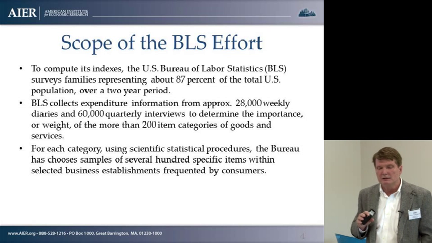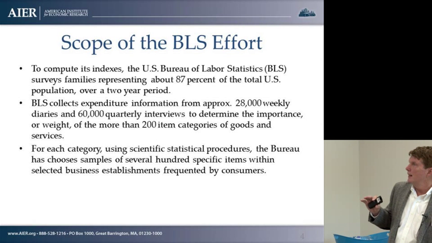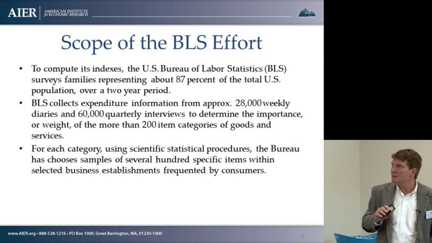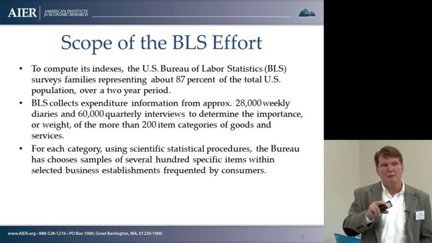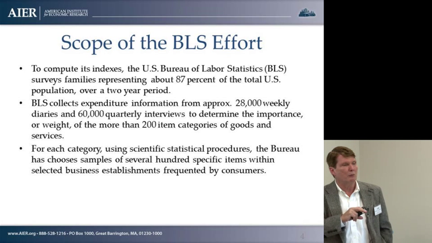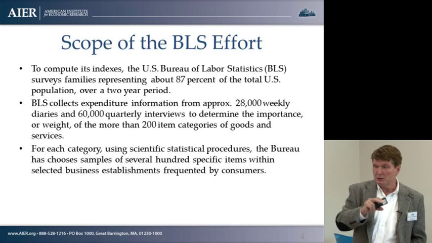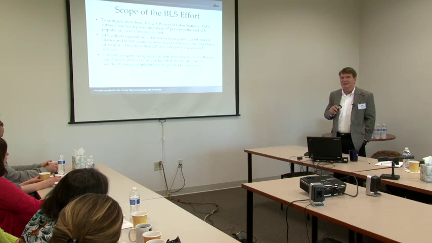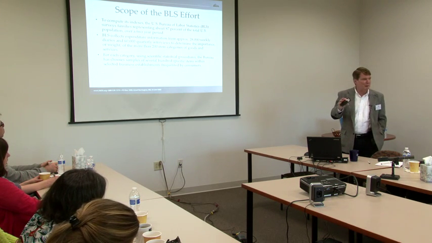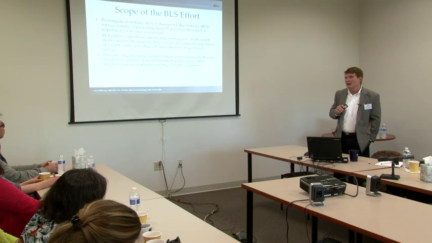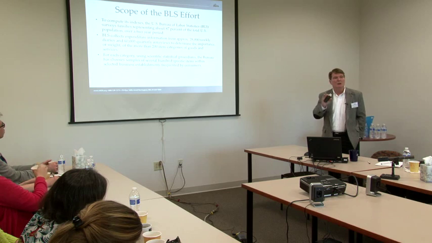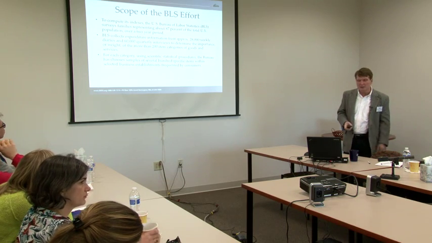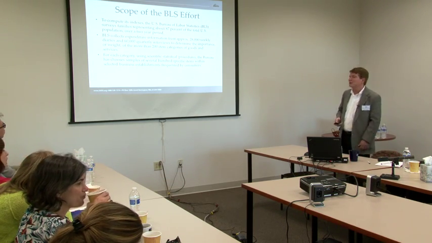And then using scientific procedures in each category, they choose samples of several hundred specific items within selected business establishments frequented by consumers. So they're capturing where they buy it. And we know that when prices change, people will substitute goods. The original Tea Party was an example of that. You know, the taxes on tea were too high, so people switched to coffee. They also changed where they buy. So I used to go to Sears, now I'm going to go to Walmart or whatever. They change the place they go. So they have to capture all of this. And there's a few twists on this that are kind of curious that we'll get to in a minute.